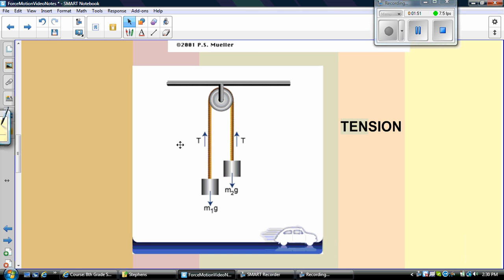Another type of force is tension. A rope has a force of tension. If you look at this picture, these weights are pulling on the rope. These little masses have a force of weight, and going against that force is tension.